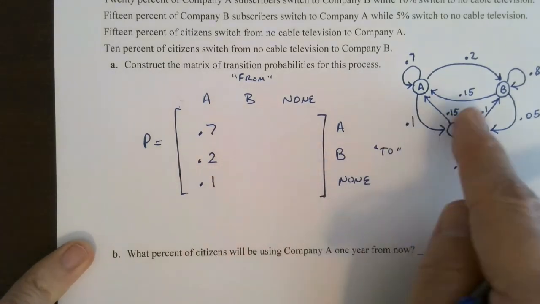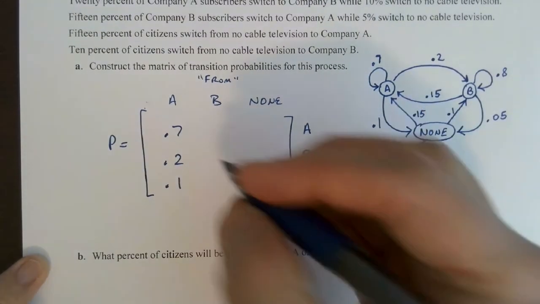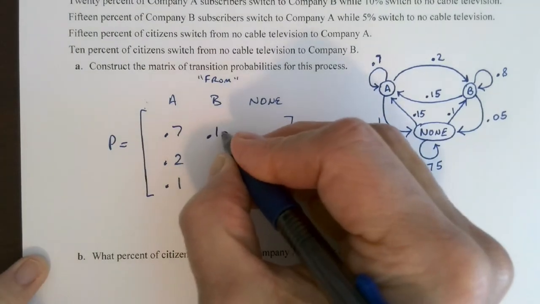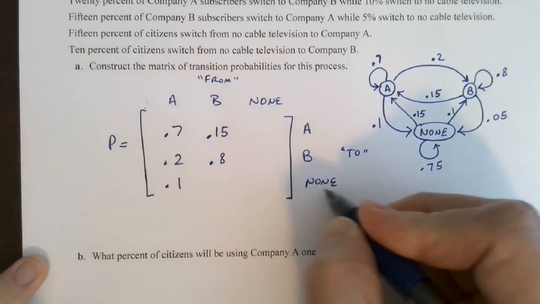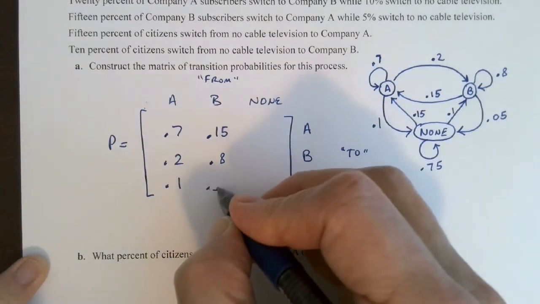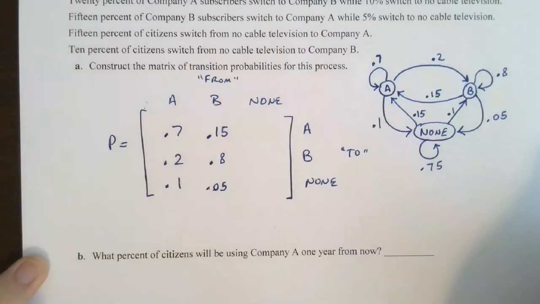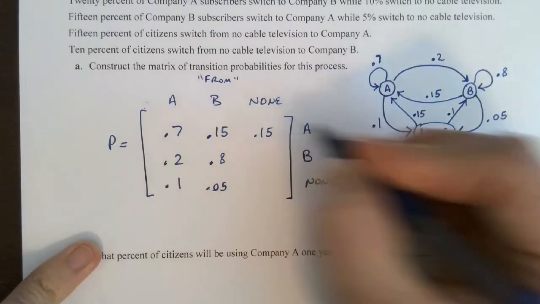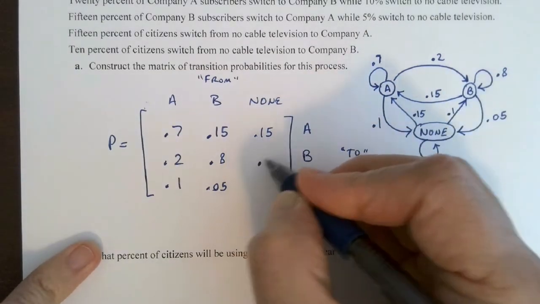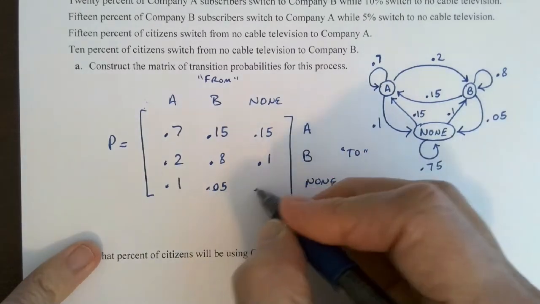B to A is 15%. B to B is 80%. And B to none is 5%. Again, add these probabilities up, they add up to 1. None to A, 15%. None to B, 10%. None to none, 75%.